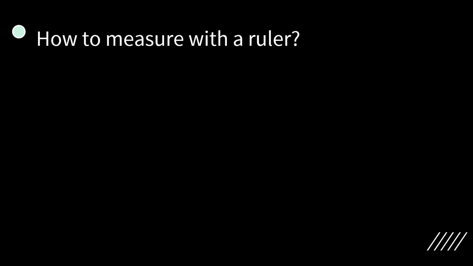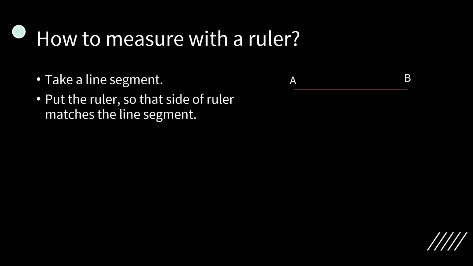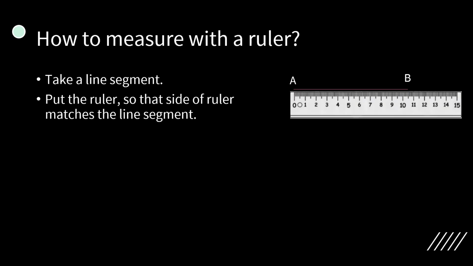How do we measure with a ruler? We have already learned this in class 5. Again, we are doing a quick revision. Take a line segment. AB is a line segment. Put the ruler so that the side of the ruler matches the line segment. It has to be in the same line. It cannot be bent or at an angle.